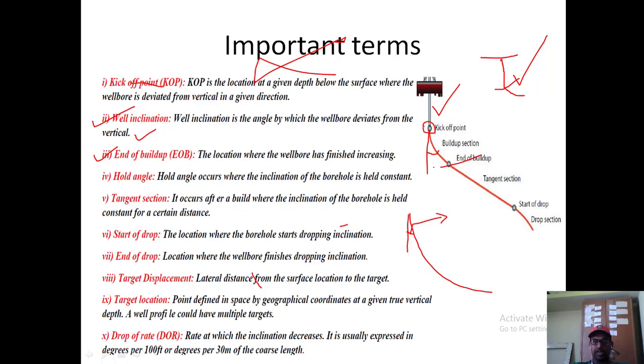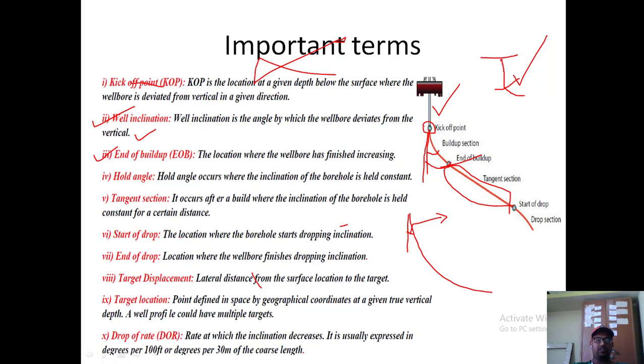Yes, the inclination of the borehole, how much angle we are considering for the inclination of a particular well, that particular angle after the end of build up is constantly maintained by the well. That particular section where the angle is constantly maintained is called the tangent section. Okay, so let us see the next point, the start of drop off.